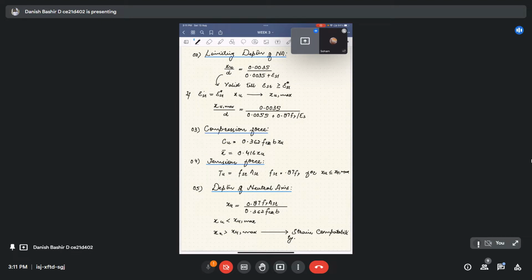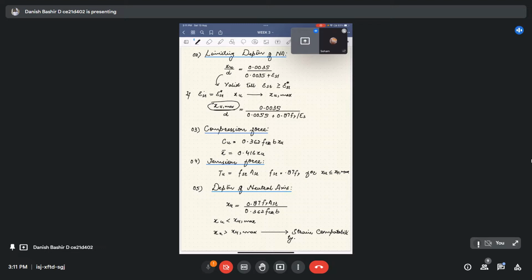And it is only valid when est is greater than or equal to epsilon st star. I already told you why: it ensures that our steel has at least yielded, that the tension is occurring in our steel bars. It has an upper limit only when est becomes equal to epsilon st star. There we say that the depth of the neutral axis has reached its maximum value. After that, the section becomes over reinforced. Xu max by d is given by this formula.